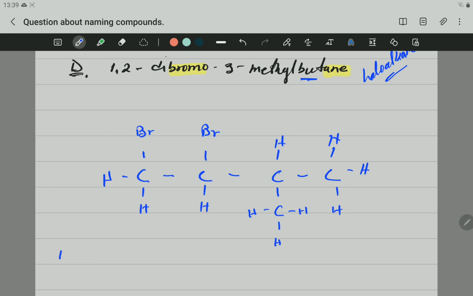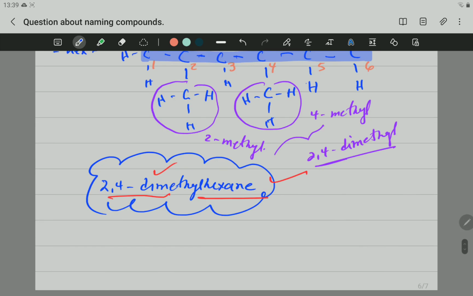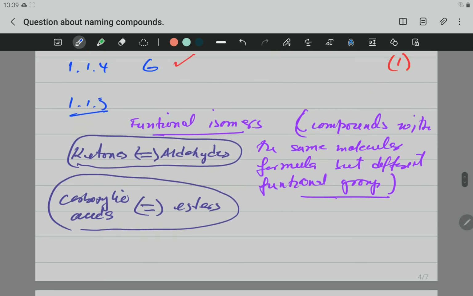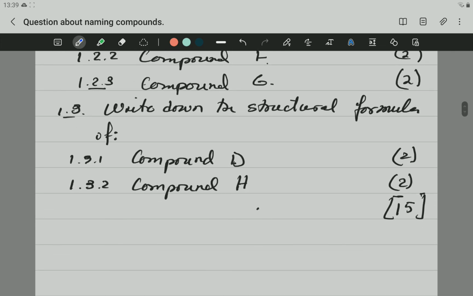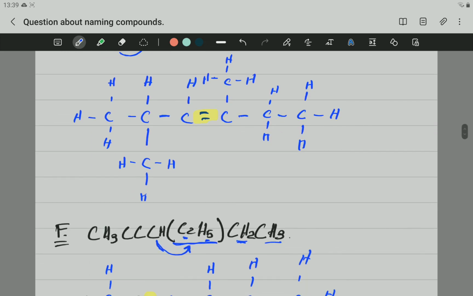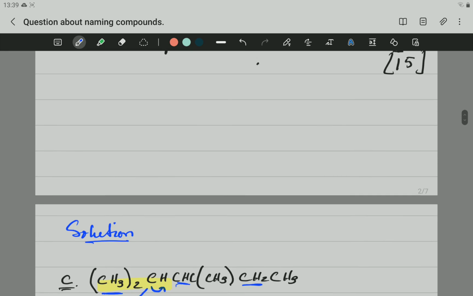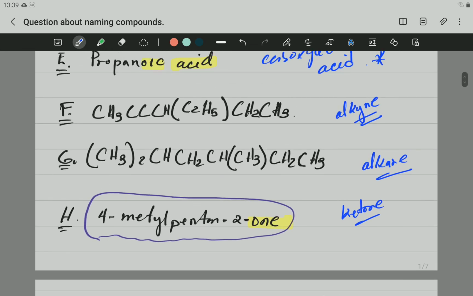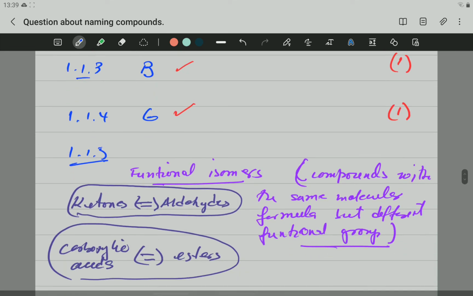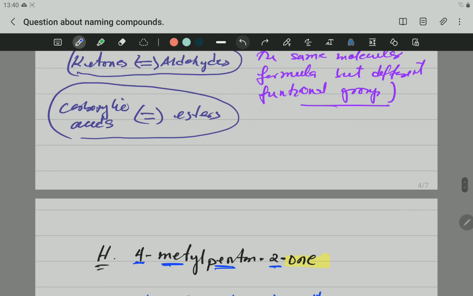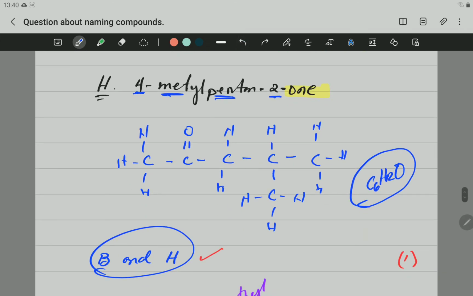Okay, so now we're going to question 1.3.2. Sometimes I think by mistake I wrote question 2 instead of question 1. That is not a big problem. Okay, so you just fix the numbering and then write down the structural formula of compound H, and that one, yes, that one we also didn't do. It's with a name. Compound H is 4-methyl pentan-2-one. Oh yes, we did it, but it was in the question of isomer. It's compound H, the structural formula. So that is the answer. I'm not going to redo it. It's question 1.3.2. So this was all the question.